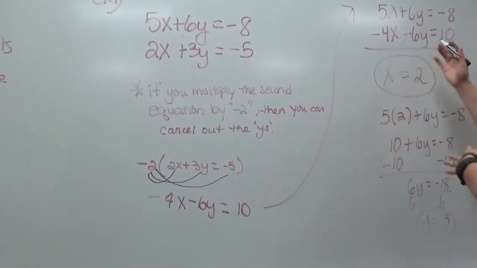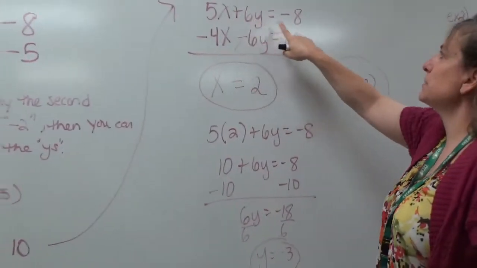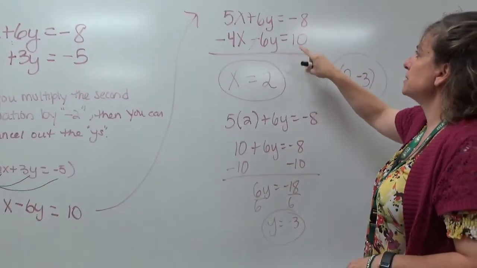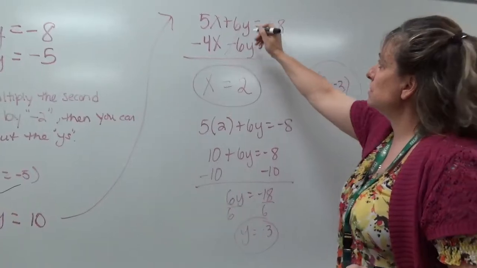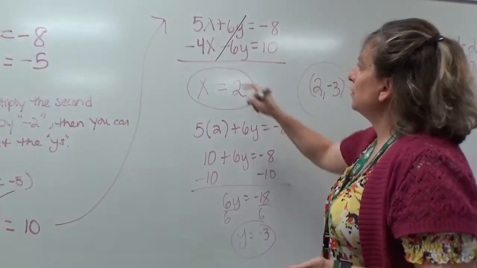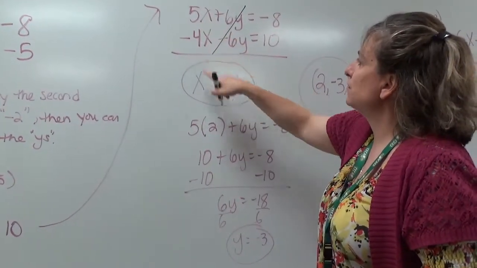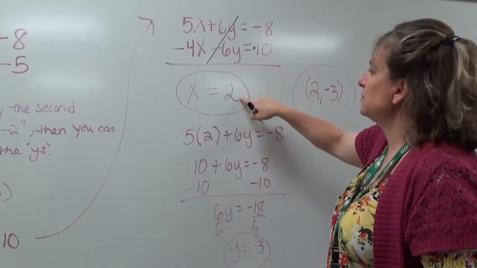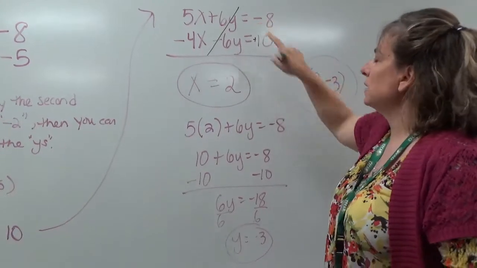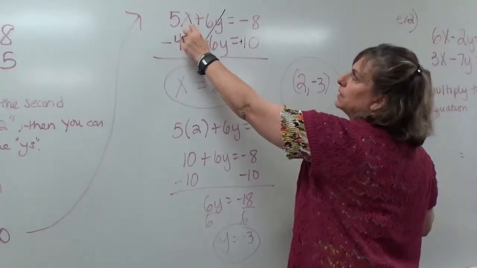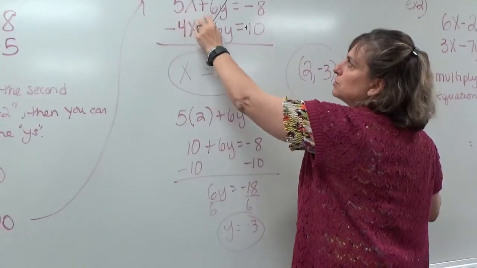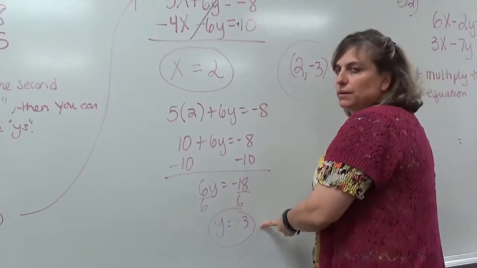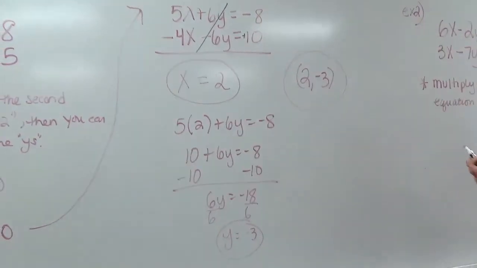Okay, so let's look at our new problem. We've got 5x plus 6y equals negative 8 and negative 4x minus 6y equals 10. Now I can do addition and subtraction. There you go, and I get 5x minus 4x is x. Negative 8 plus 10 is positive 2. Once I get x equals 2, I go back and plug it in like you've been doing. I'm going to plug it into the top one. 5 times 2 plus 6y equals negative 8. Figure all that out, and you get y equals negative 3. Don't you love it? I love it.